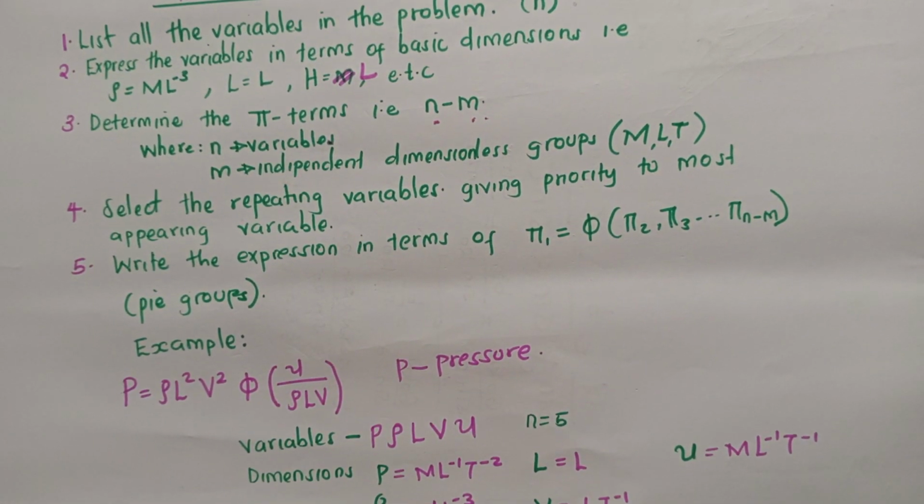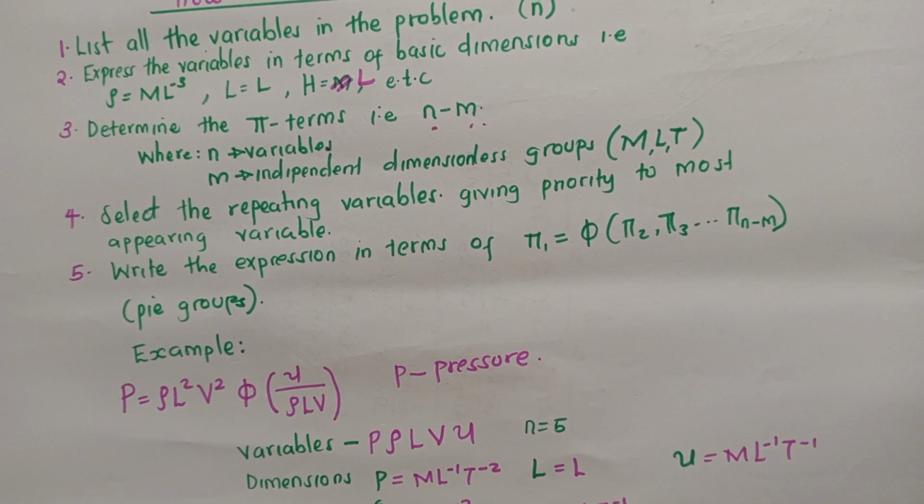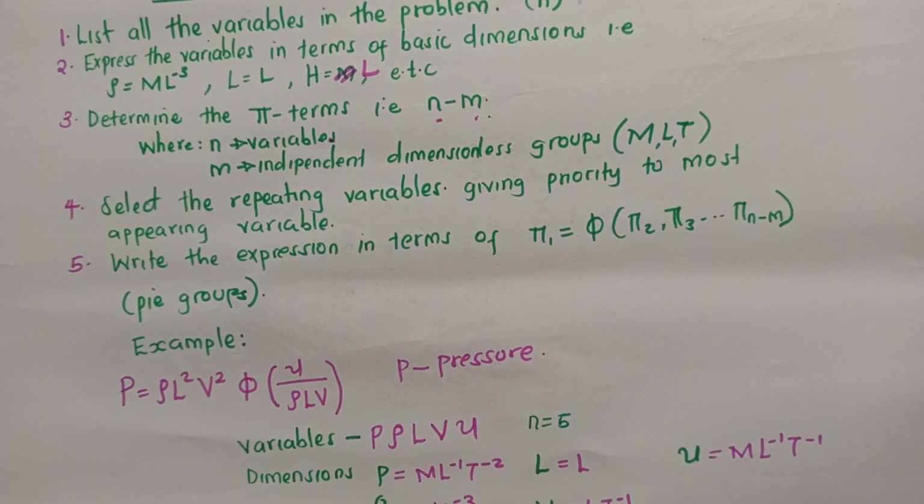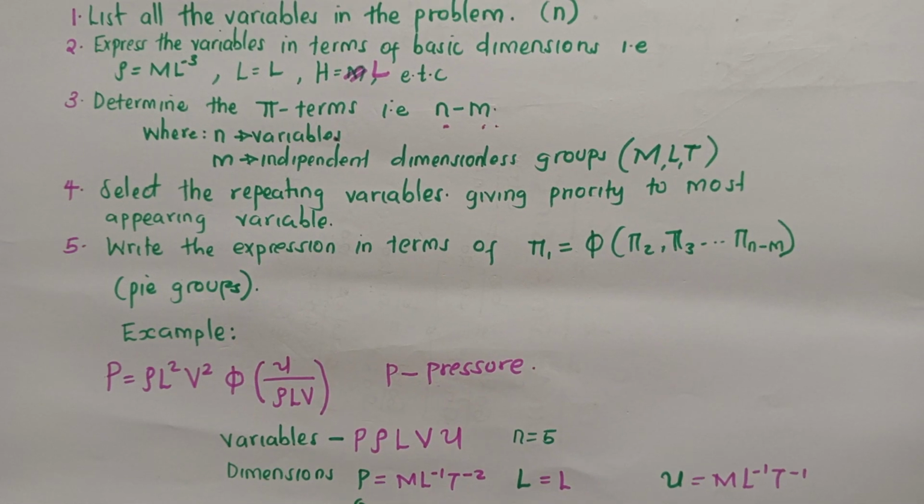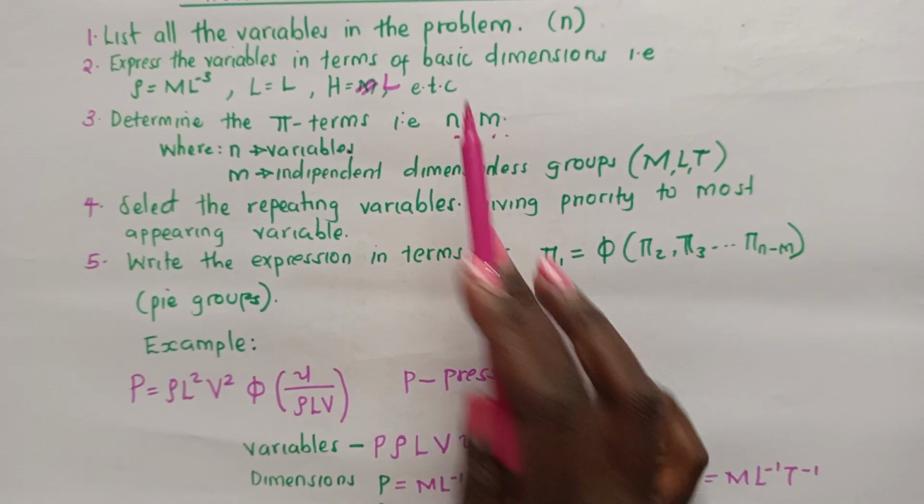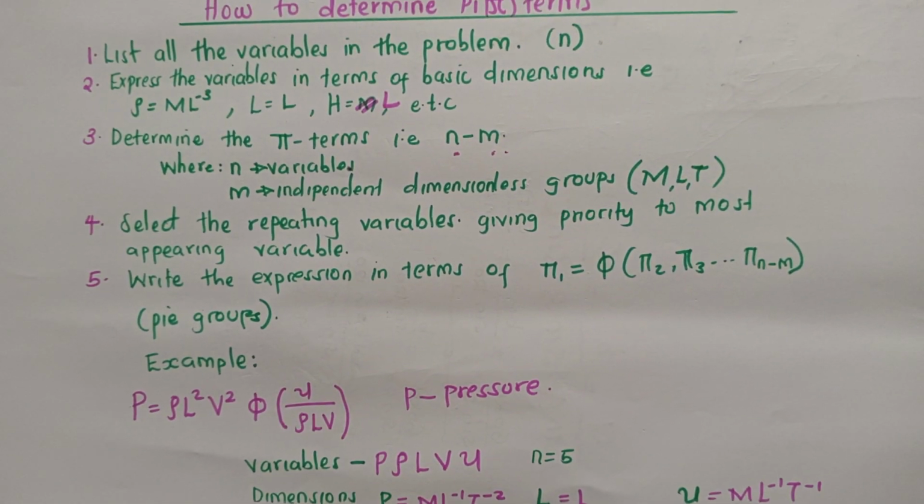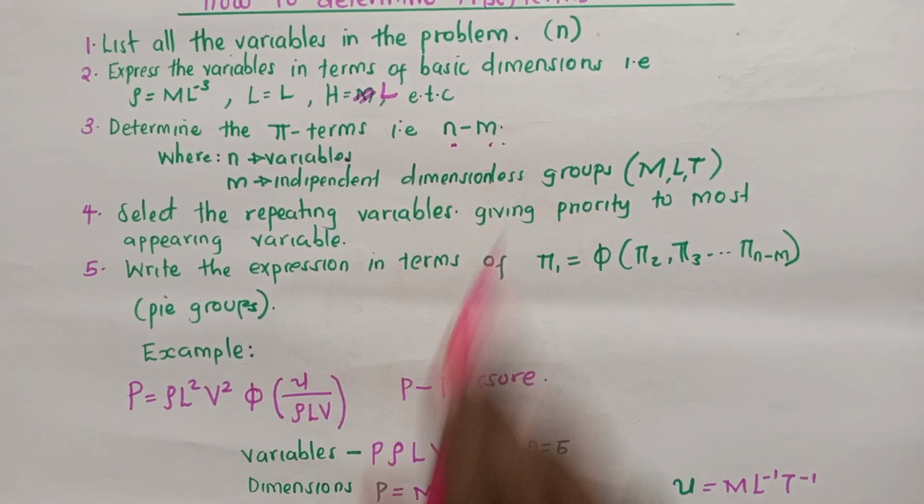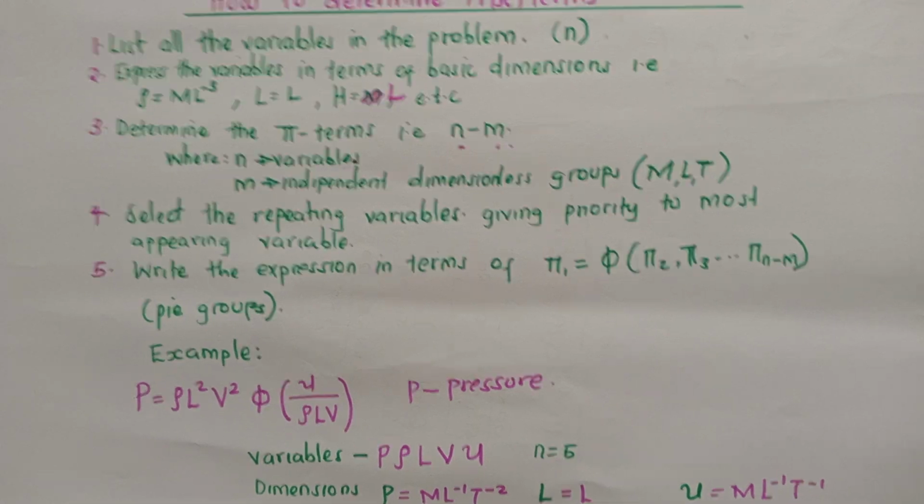So you look at the problem and identify how many primary dimensions there are. If you still have a challenge identifying the primary dimensions, please get back to our video and you'll be able to see how to identify them.